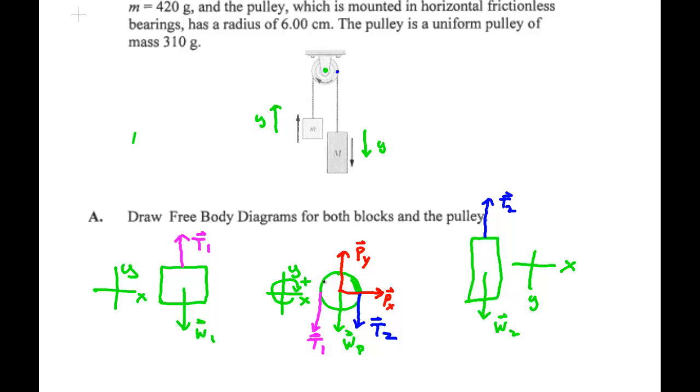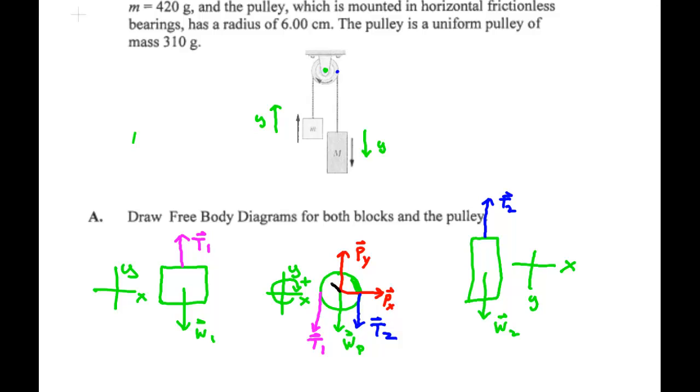Now, last but not least, we also have to have critical angles and dimensions. There are no angles needed here to break up these vectors. There are no angles needed here to break up these vectors. There are no angles needed here to break up the vectors, but we need critical dimensions to calculate torques. And the critical dimension we need is the radius of this pulley. So we need to put that in this problem.